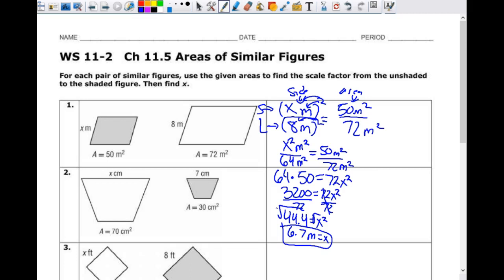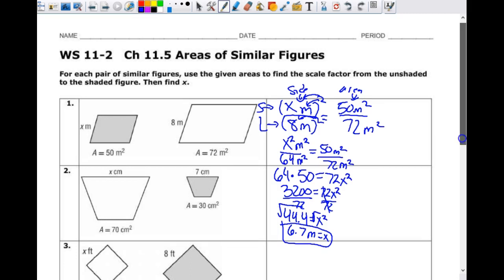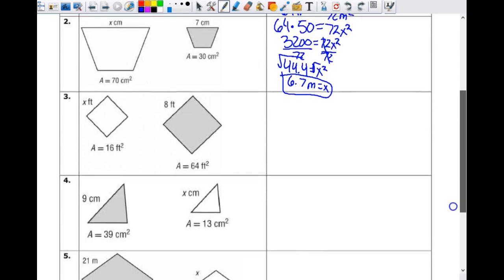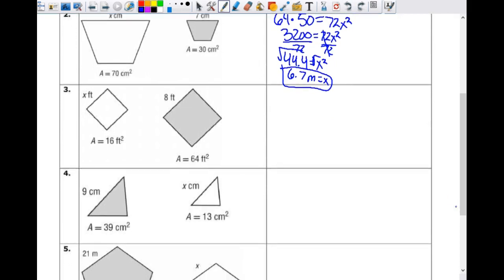Okay, moving on. So this next problem, remember I said you can do it both ways? We're going to try it the other way now, using square roots instead of using squares. So first let's set up the equation. X feet over 8 feet is equal to 16 feet squared over 64 feet squared.